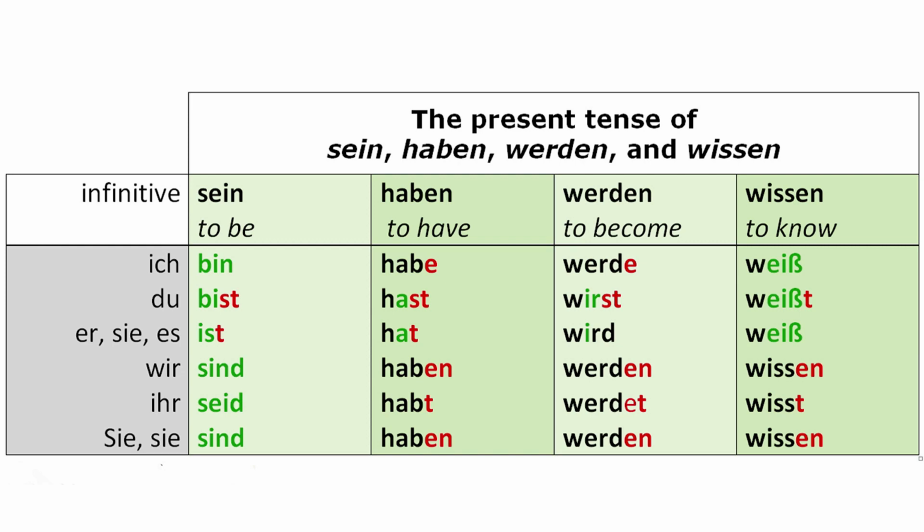Now, haben. Ich habe, du hast, er hat, sie hat, es hat. Wir haben, ihr habt, sie haben.